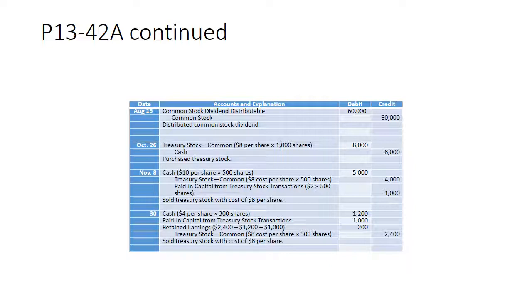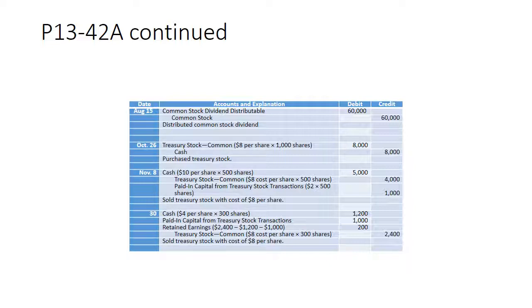So I would make a T account, PIC, paid-in capital, treasury stock. And what's in there? Amounts that we sell our treasury stock for above what we originally bought them at. That's all that's in that account.